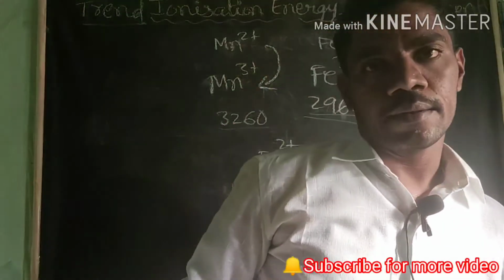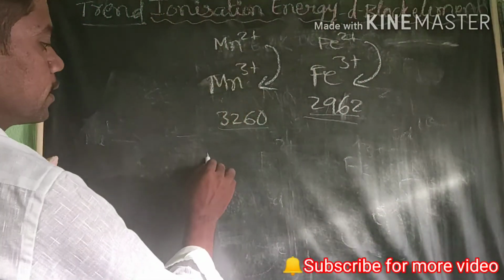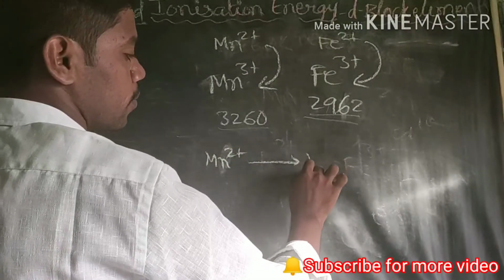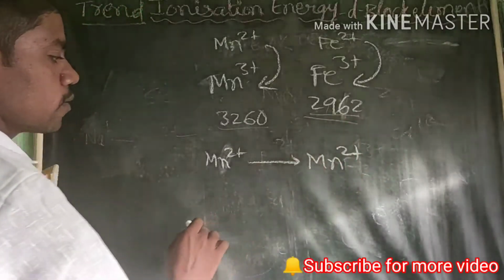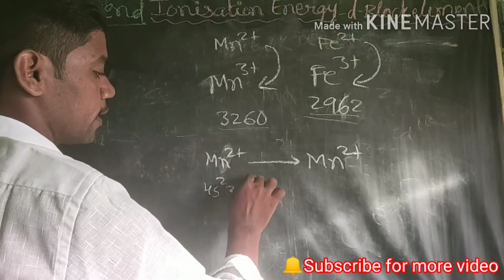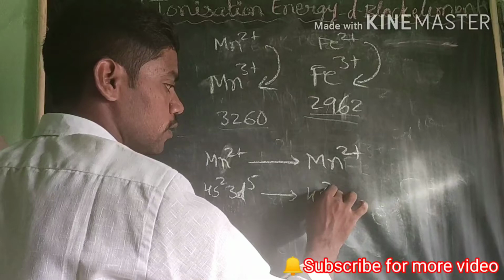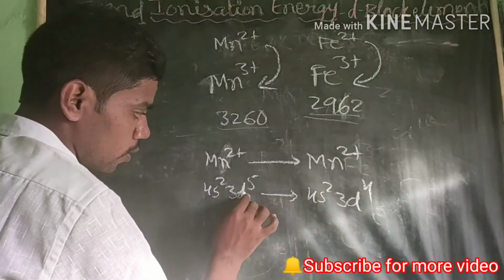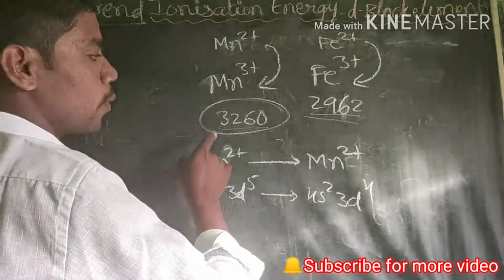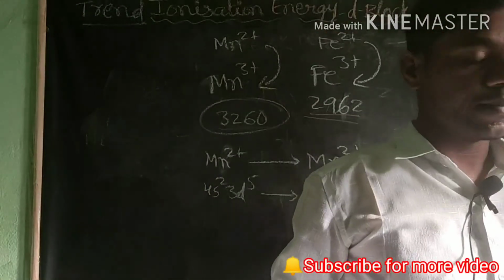Like this Mn: Mn2 plus to Mn3 plus. Here Mn2 plus is 3d5. To remove one electron, 3d5 has to become 3d4. Therefore, since it is completely half filled, removing an electron from it needs higher energy. Therefore this is higher energy. Next, the other is lower energy because it attains a stable structure.